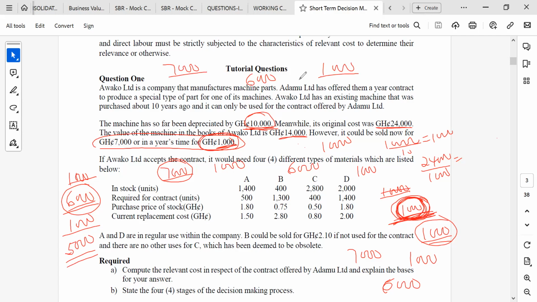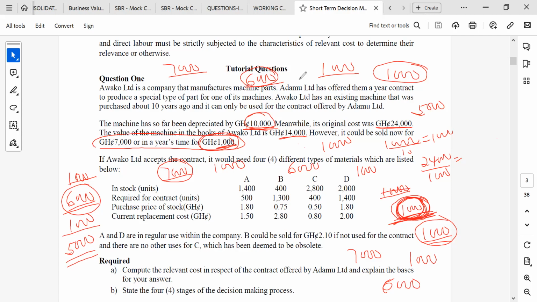But they're also saying that after using it, you are going to be selling it for 1,000. So it means that out of the 6,000, you'll be realizing 1,000. So you are only losing 5,000 on the machine. So the relevant cost for the machine will be the 5,000 because if you sell it today, you will be renting at 1,000, and you also will not be realizing the 1,000 that you are going to be selling at the end of the year.